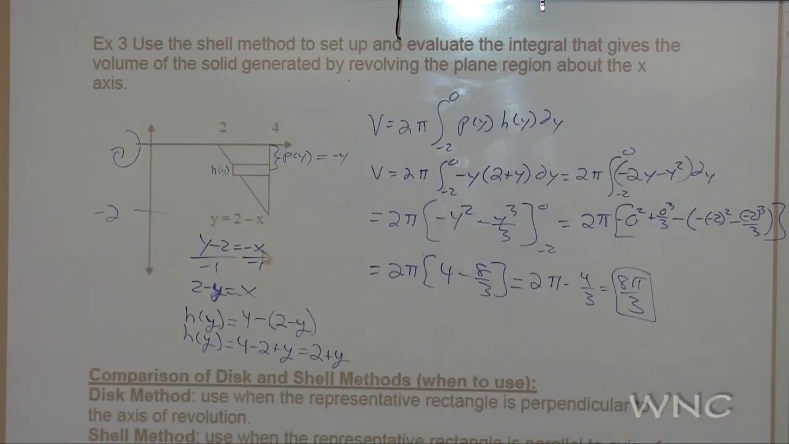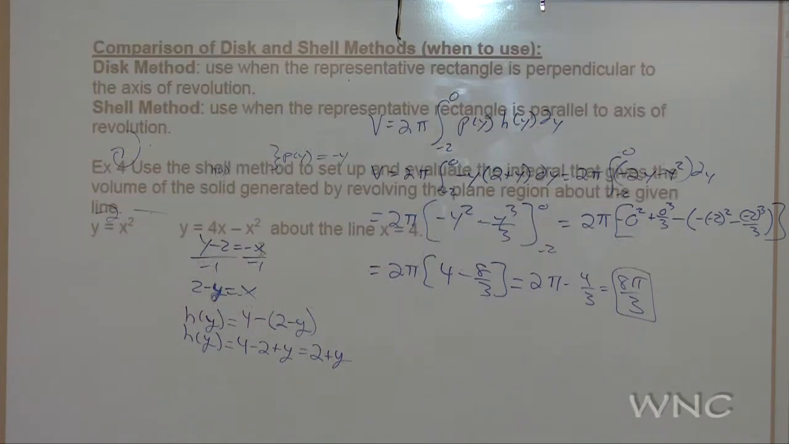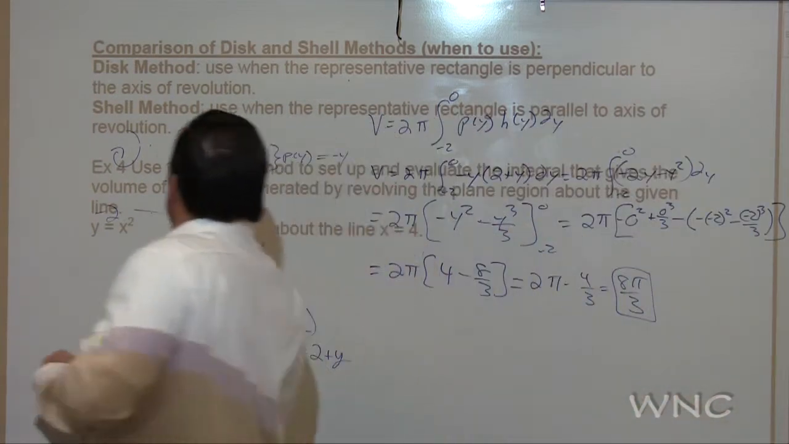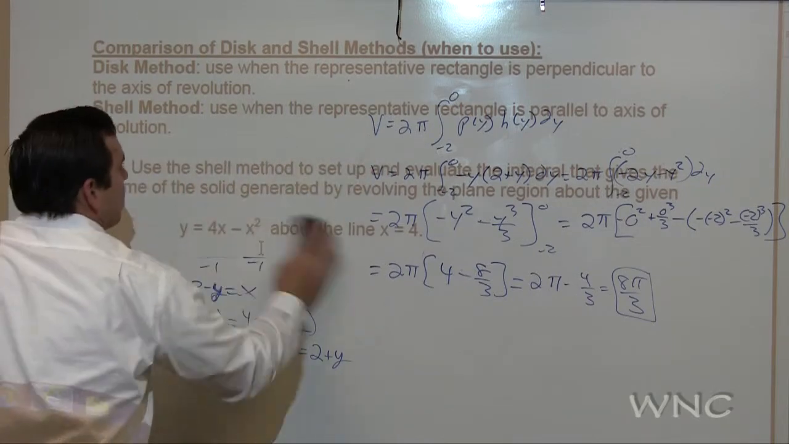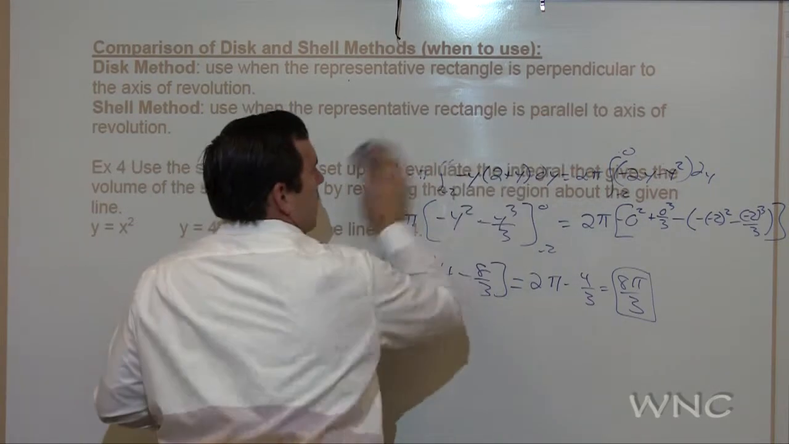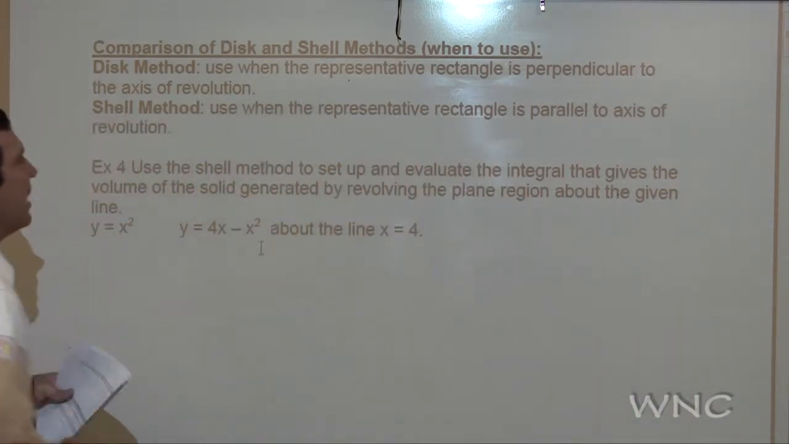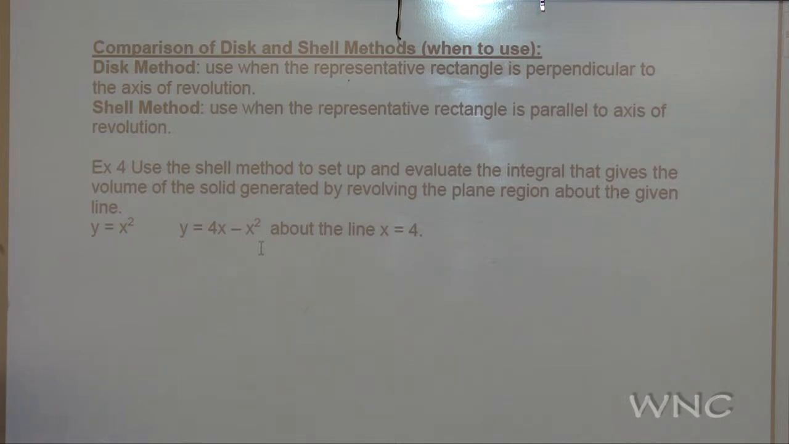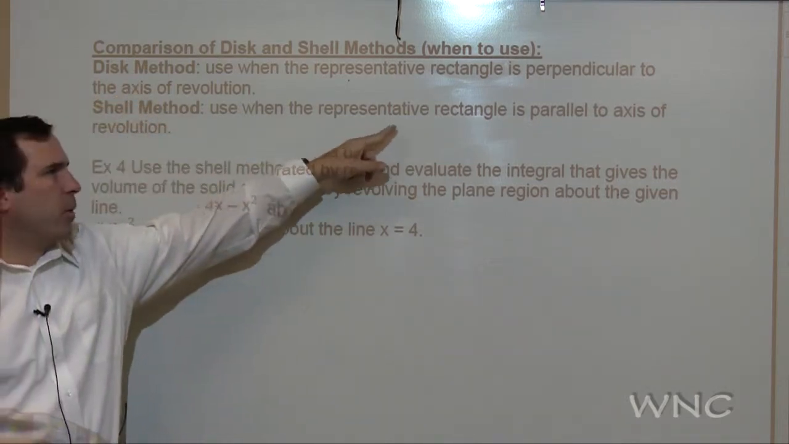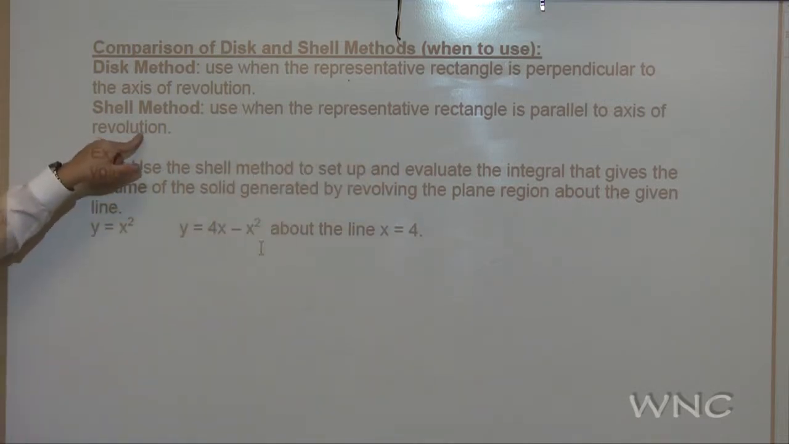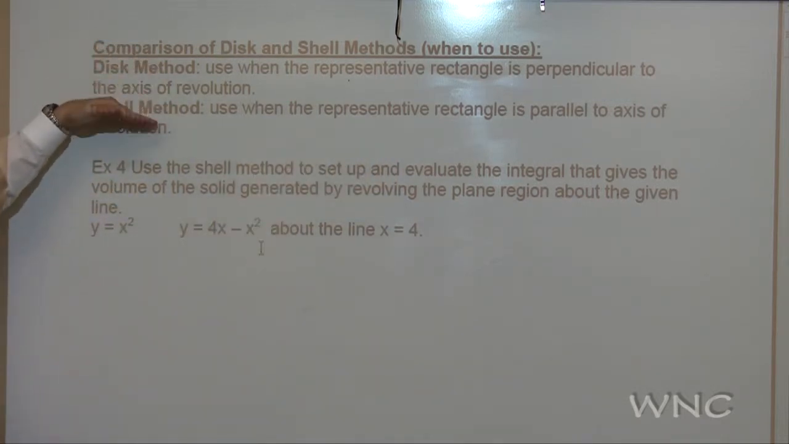So let's talk about the two methods now. We've done 3 problems with the shell method, and let's compare it to the disk method. When to use which one? The disk method: use that when the representative rectangle is perpendicular to the axis of revolution. And the shell method you use when the representative rectangle is parallel to the axis of revolution. So perpendicular versus parallel.